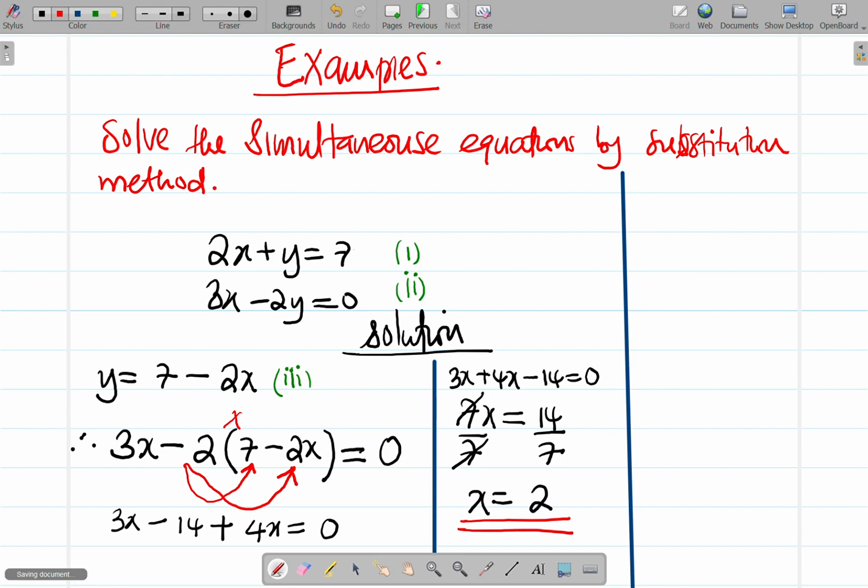Now, if my x is equal to 2, what is my value for y? Remember, you have already made y the subject of the formula, so you can rely on this equation there. So let's go ahead and use that. So I'll say, okay, therefore y is equal to 7 minus 2x.